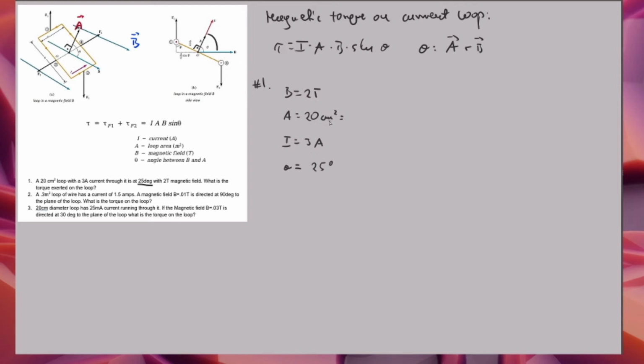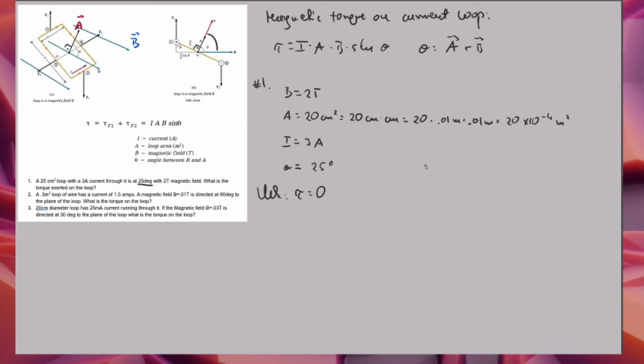So let's convert 20 centimeters squared to meters squared. That's 20 times a centimeter times a centimeter. A centimeter is 0.01 of a meter, so it's 0.01 meter times 0.01 meter. Now you can see that this is 20 times 10 to the minus 4th meters squared. All right, so the unknown is the torque. What is the torque on the loop with that specific setup?